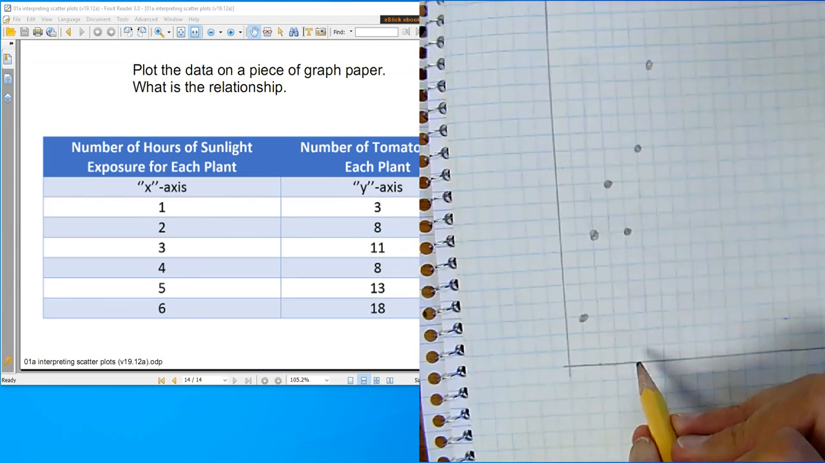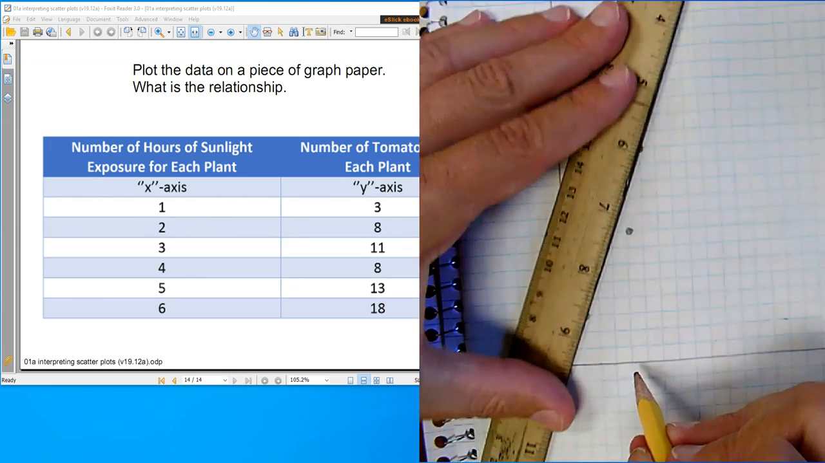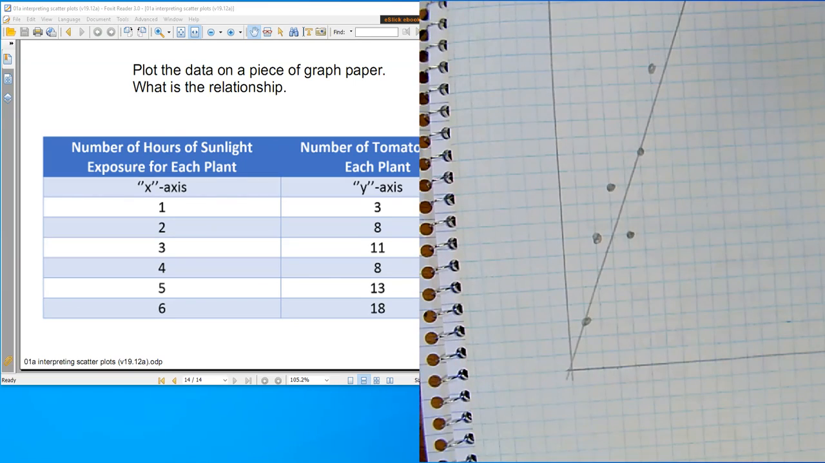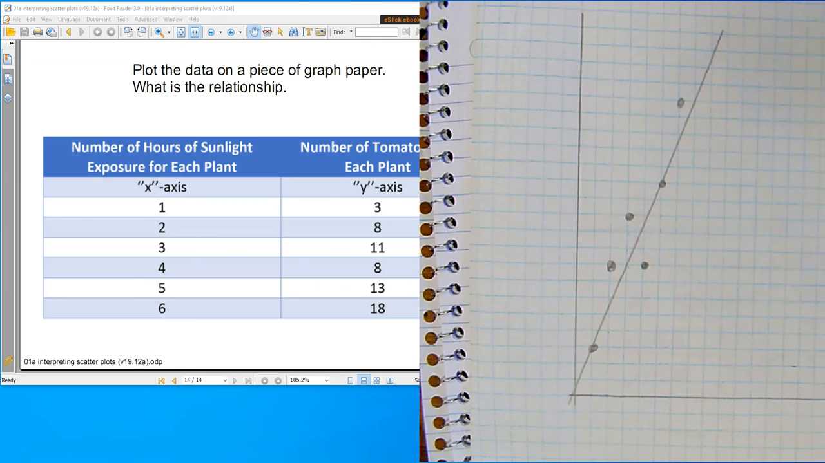So what does this look like to you? Looking at that data set, that sure looks like a positive trend. So if I'm just given a bunch of points, I can plot the points and figure out if it's positive or negative. All right, that's it for the notes.